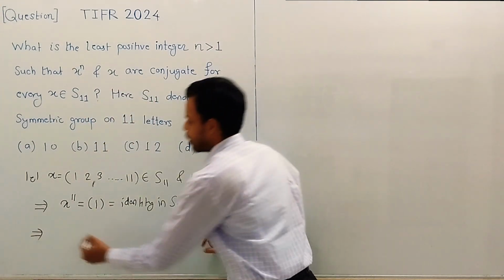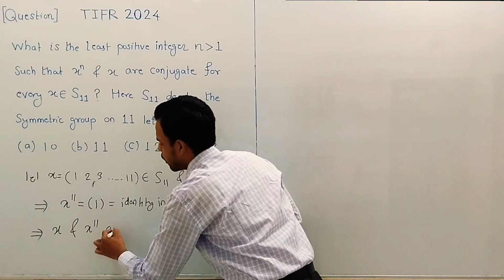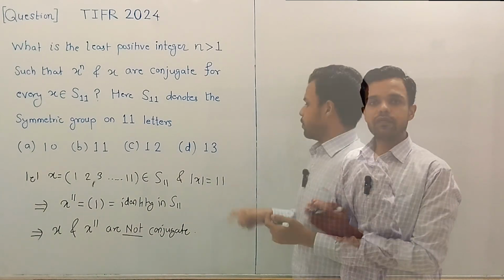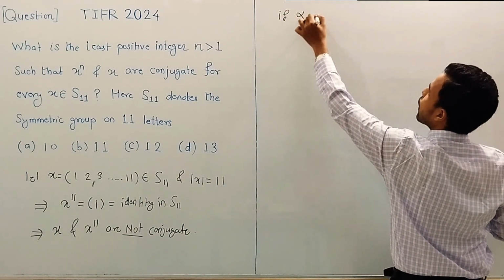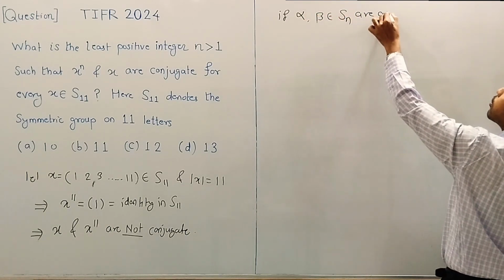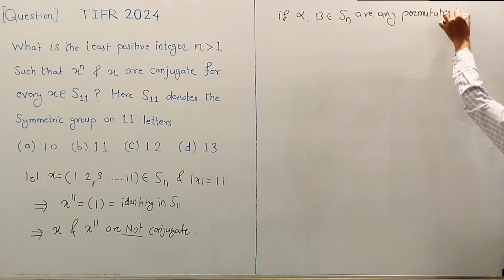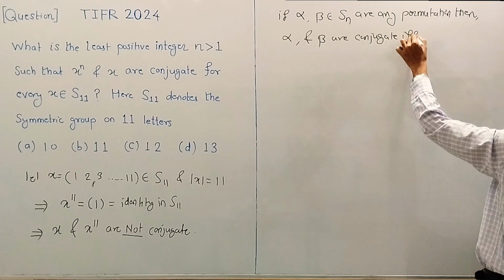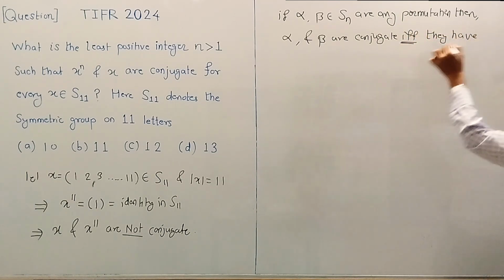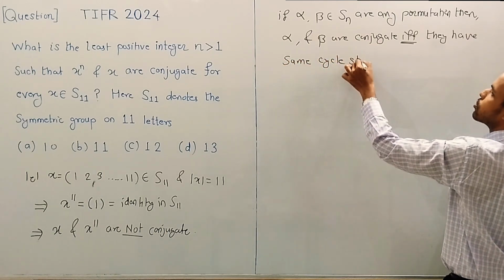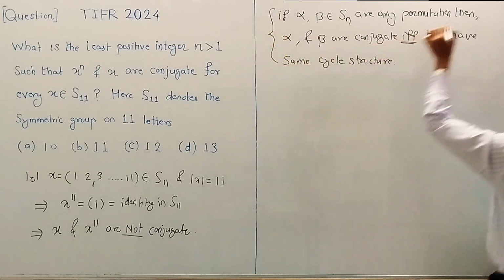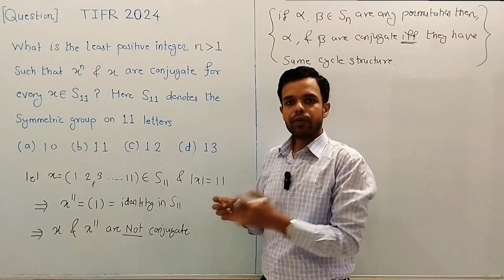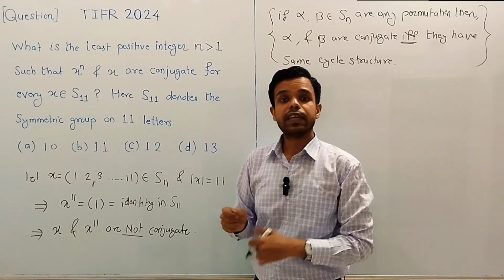So this clearly implies x and x to the power 11 are not conjugate. Why? Because we know a result that if alpha and beta belonging to Sn are any permutations, then alpha and beta are conjugate if and only if they have the same cycle structure. We will use this result. This result says that any two elements of the symmetric group, here S11, are conjugate if and only if they have the same cycle structure.